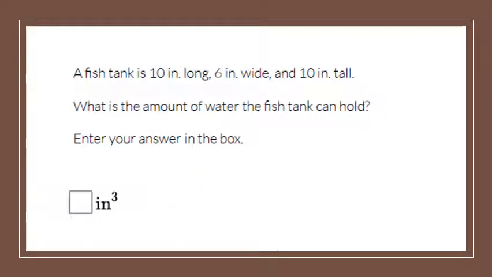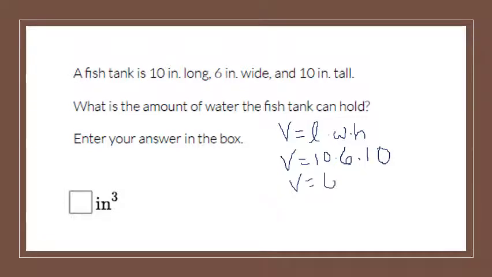Okay, a fish tank is 10 inches long, 6 inches wide, and 10 inches tall. How much water can this fish tank hold? So this is another volume problem. We know that the length is 10, the width is 6, and the height is 10. There we go. So 10 times 6 is 60, times 10 is 600, and that is inches cubed.